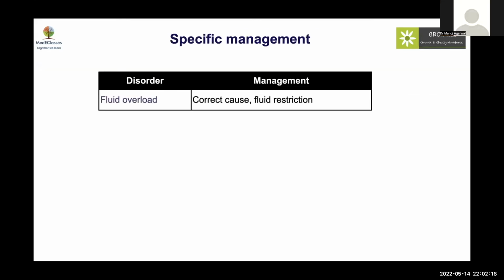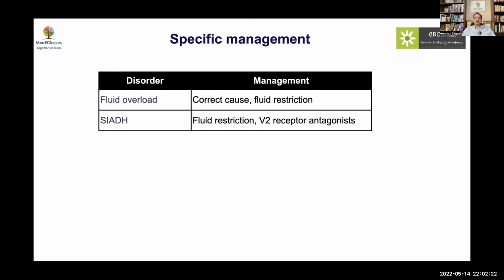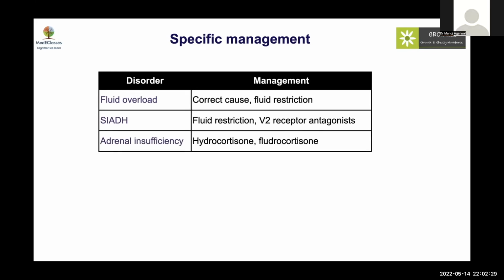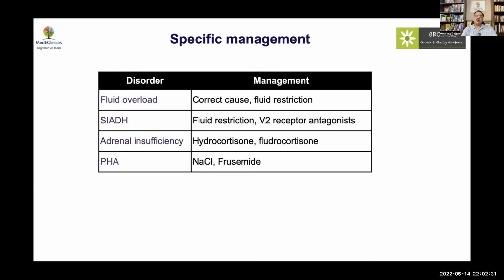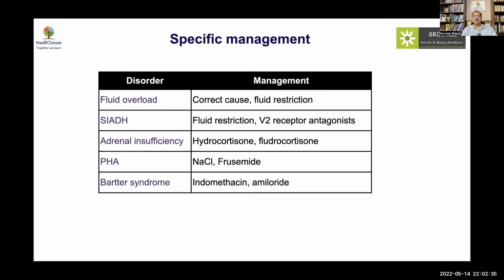What about specific management? Think of if there's a fluid overload, correct the cause and do fluid restriction. SIADH, fluid restriction and V2 receptor antagonist, not in the acute phase. Adrenal insufficiency, give hydrocortisone and fludrocortisone. And in PHA, give sodium chloride and furosemide in that perspective. In Bartter syndrome, you can use indomethacin.